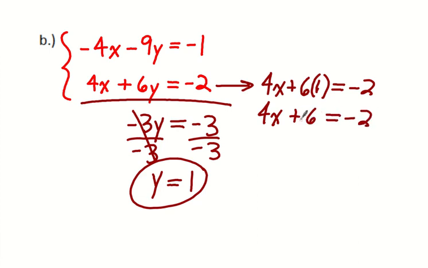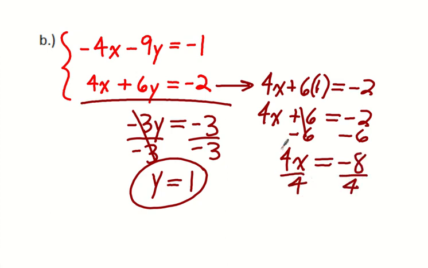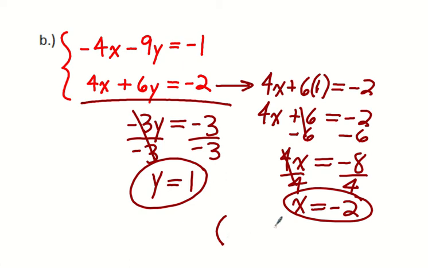And now I find myself in a situation you've done a million times. Just got to get x by itself now. Divide both sides by 4. To finish solving for x, negative 8 divided by 4 is negative 2. And so my final answer goes x comma y. So negative 2 comma 1.